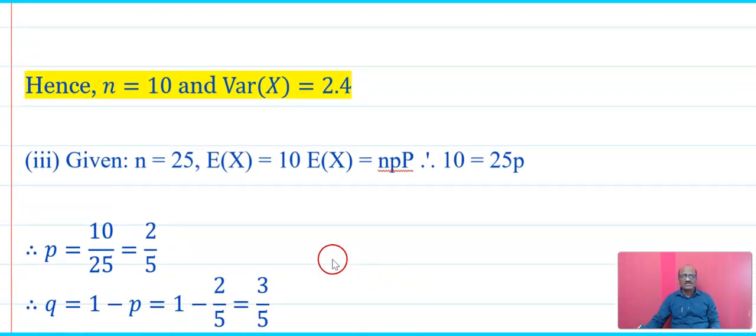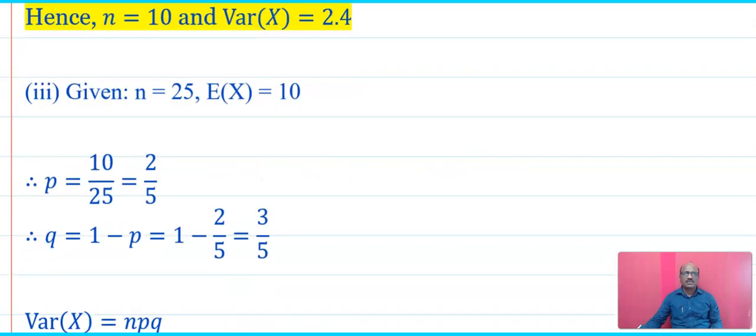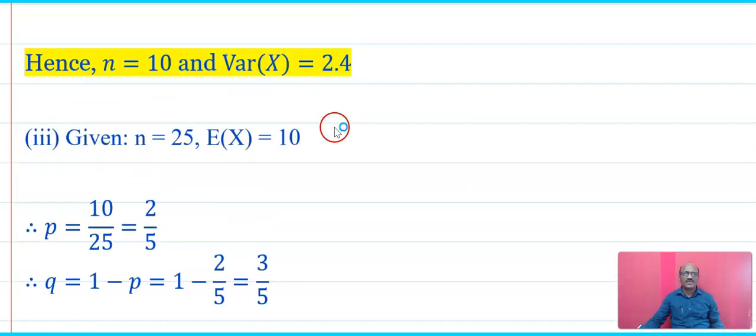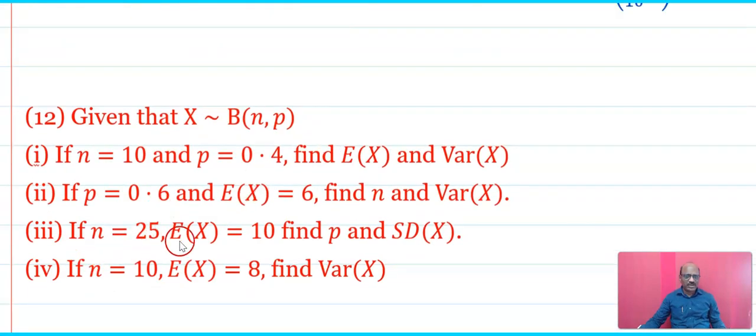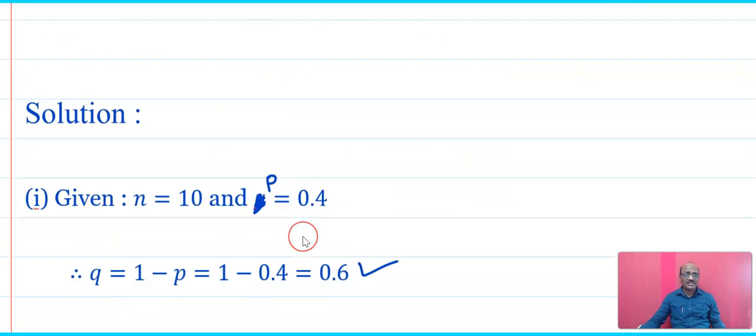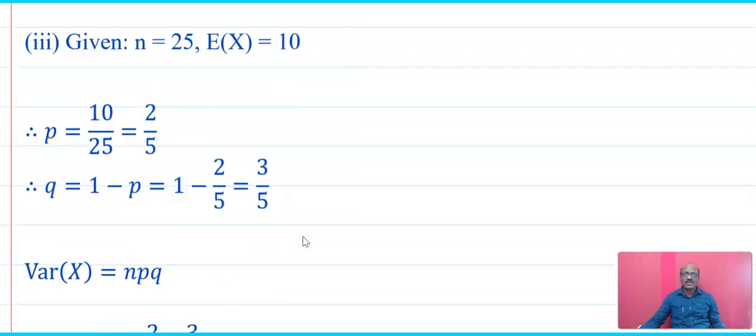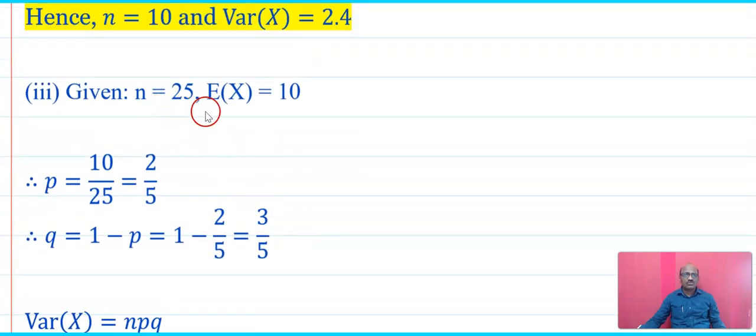What about the last one? That is N is equal to 25 and E of X is 10. Now see, this is the third problem. If N is equal to 25 and E of X is 10, then find P and the SD of X. See here, N is equal to 25, E of X is 10, and P is equal to 10 upon, that is, we know the result. What is that result? I will write it here.